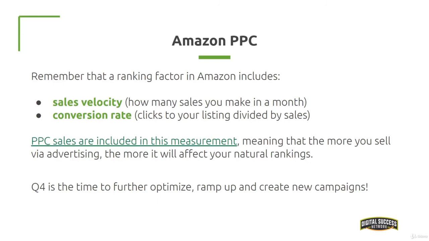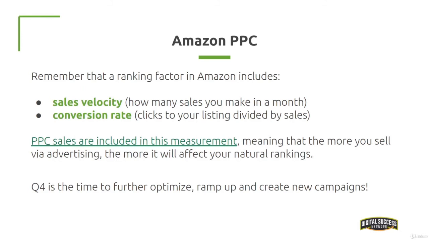So remember that a large ranking factor in Amazon includes sales velocity, and that's how many sales you make in a month, as well as conversion rate, which is clicks to your listing divided by sales. So the number of people who visit your product page and those who actually buy. So the really powerful thing is that PPC sales are included in this measurement, meaning that the more you sell through advertising, the more it'll positively affect your natural rankings.